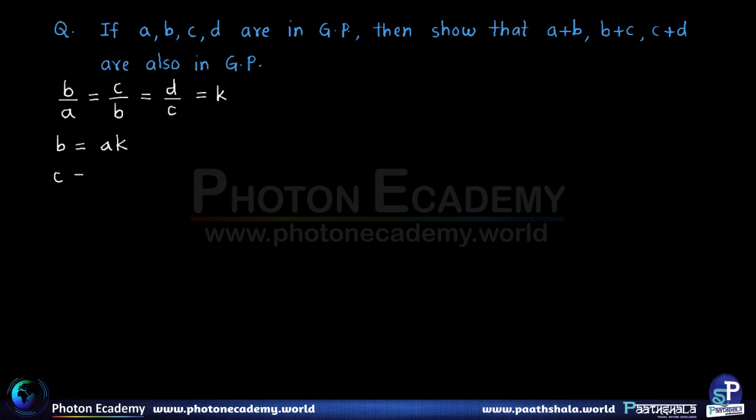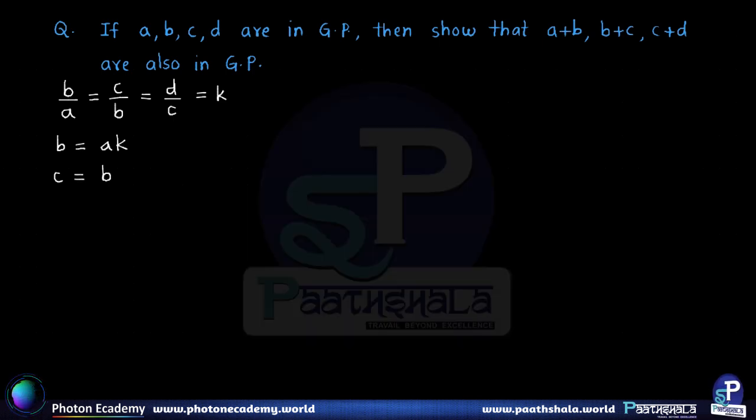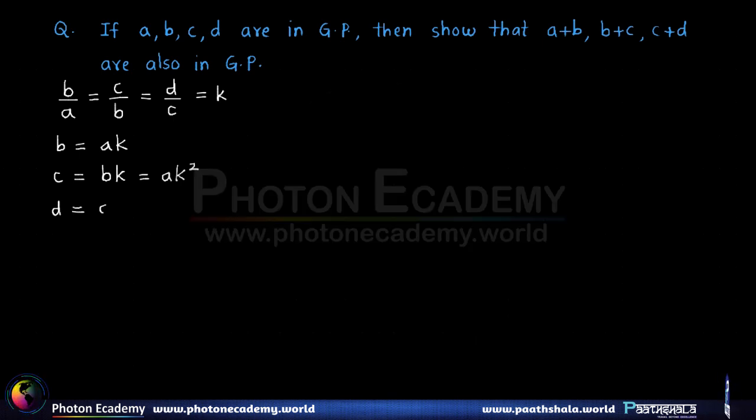Then C is nothing but B into K, but we have already found that B is equal to AK, so putting the value of B here, we get C to be equal to AK square. Similarly for D, we have CK, but putting the value of C, which we got as AK square, we get D to be equal to AK cube.